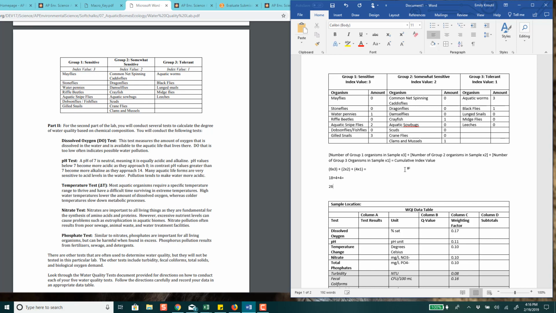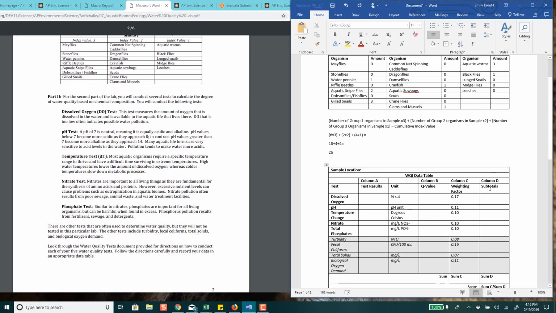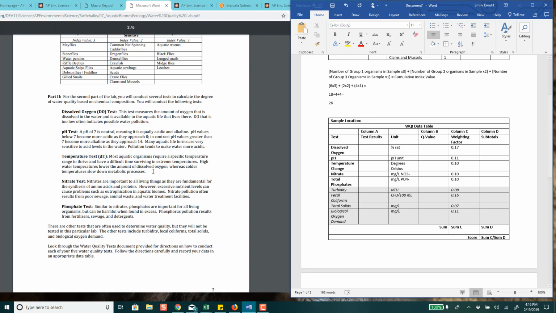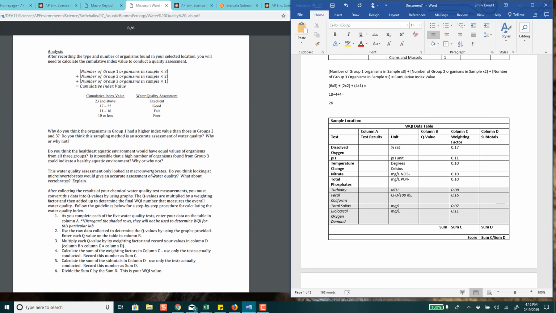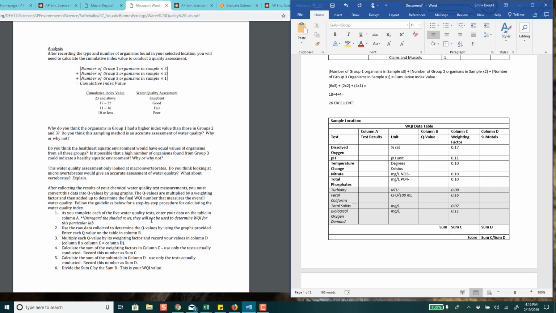You're going to get 26. And so then you can actually look in your lab, and you'll see what your thing is. So if it's 23 and above, it says that you have excellent water quality. So write that. And remember, these data tables, you're going to actually need to put them in your lab report.